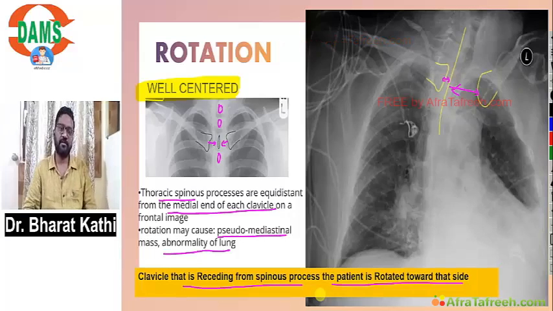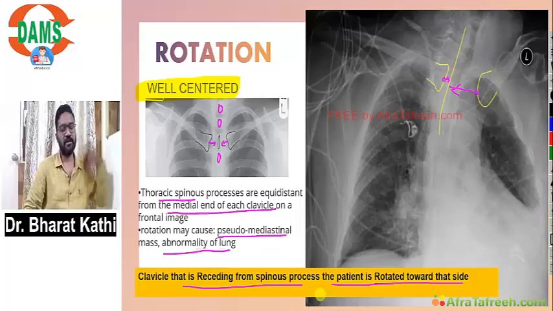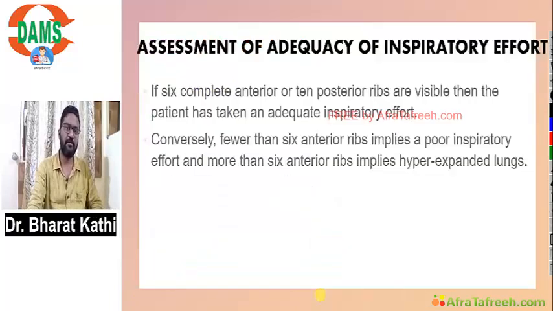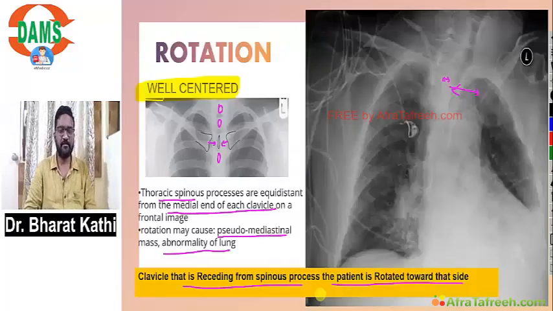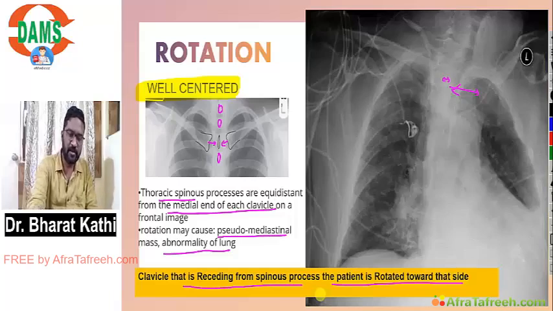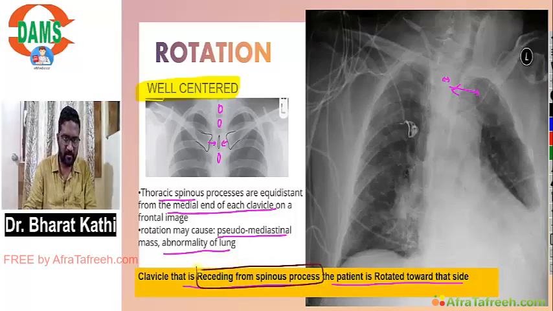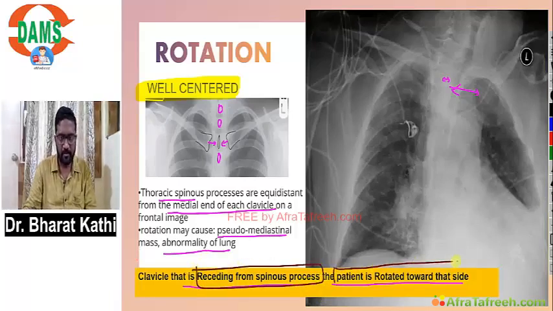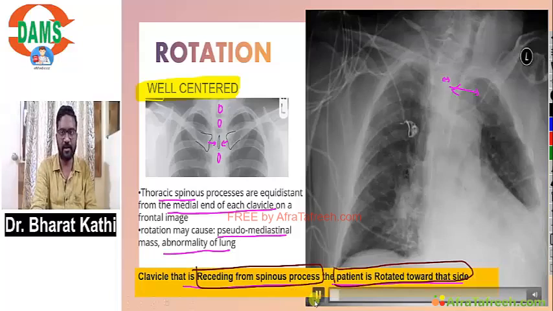The clavicle that is receding from the spinous process, the patient is rotated towards that side. So you have to say this is an X-ray where the left side clavicle is far away from the central spinous process, so the patient might be rotated to his left. This is the simple logic. The mnemonic here is: the clavicle that is receding from the spinous process, the patient is rotated towards that side. So don't get confused by reading all other books. This is the simple logic ultimately.